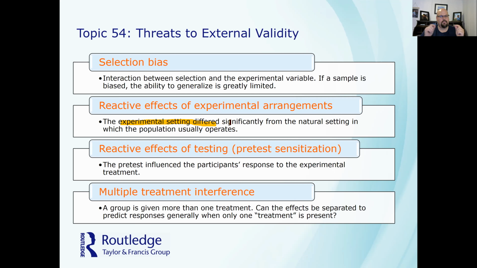But you can improve that by giving people time to acclimate, to give them pre-tests, to get them comfortable with the situation. And oftentimes that's what researchers will do. There's also reactive effects of testing. That's pre-test sensitization. The pre-test may influence the participant's response to the experimental treatment. And then there's multiple treatment interference. If a group is given more than one treatment, it can have effects because can you really separate out and predict that only one of these things is causing something else? All of those are threats to external validity.